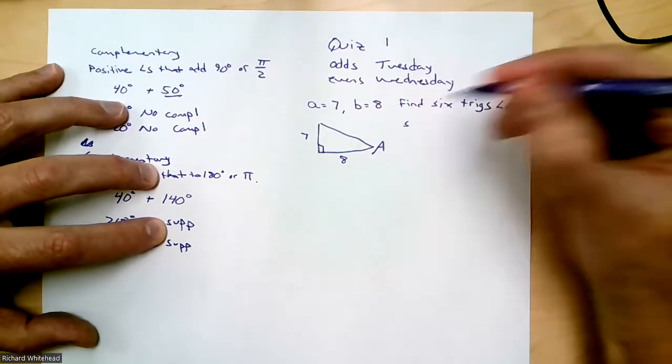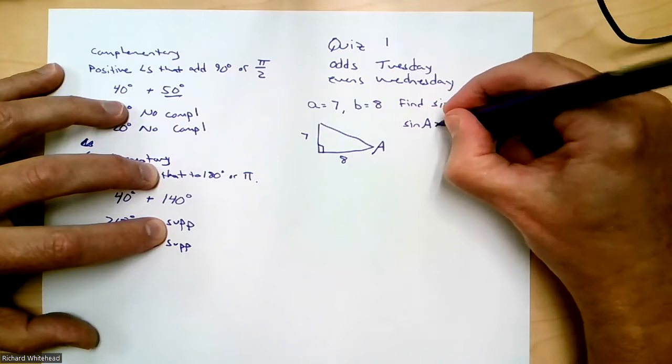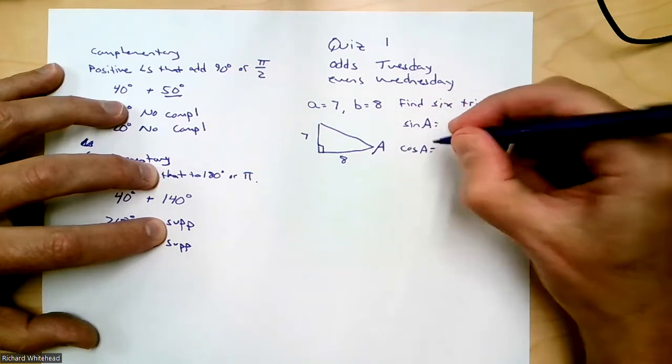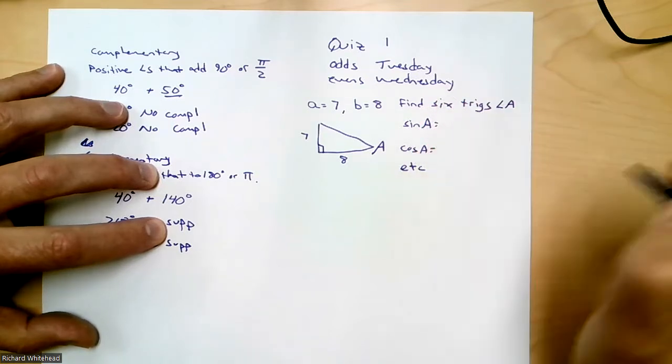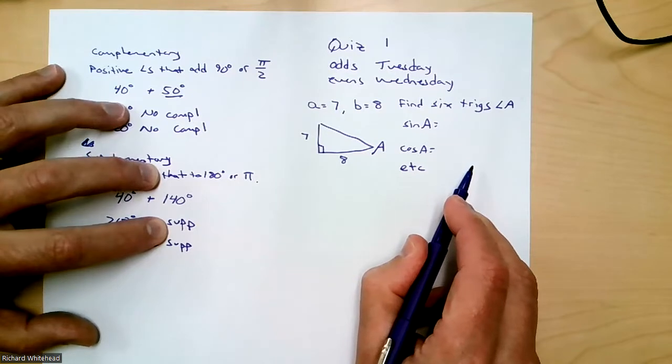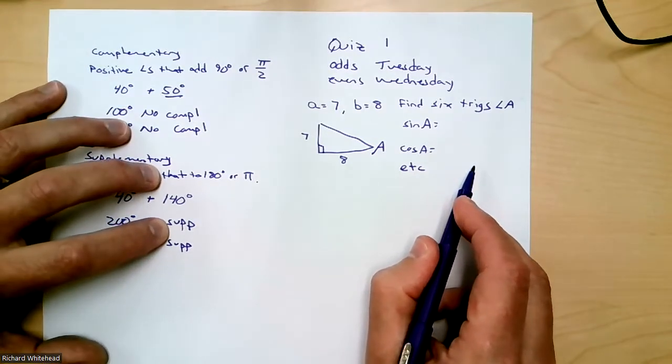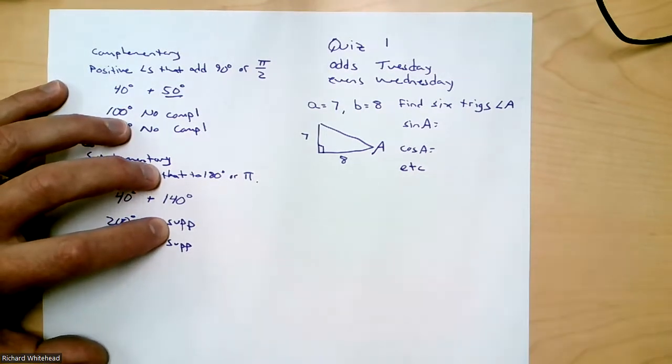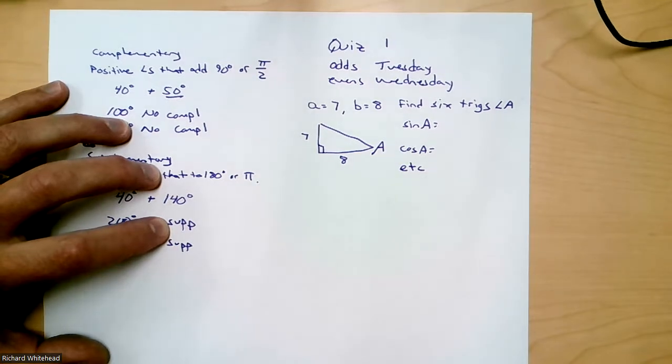So it's definitely going to tell you which angle. So you'd have to figure out the sine of A, cosine of A, et cetera. Okay. And we can go over that some more if you want to, but there's lots of that in the homework. So that's guaranteed to be on the quiz.